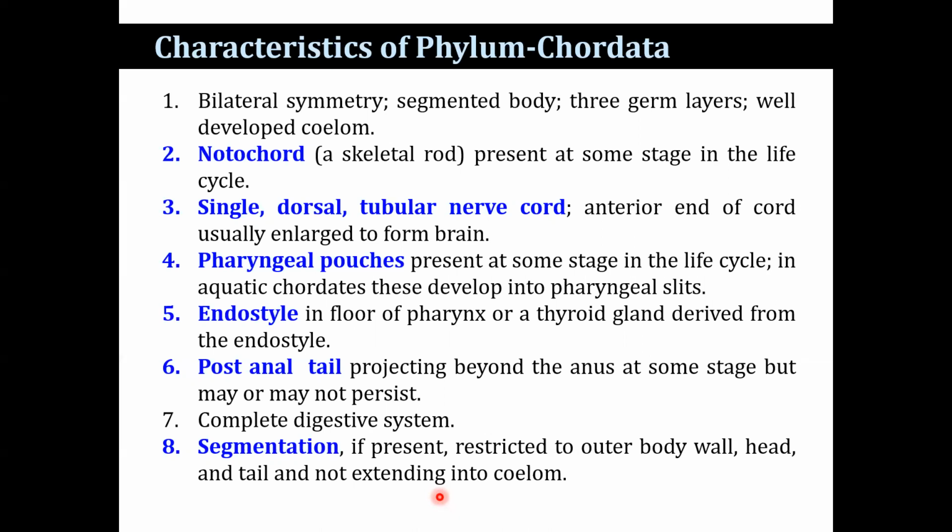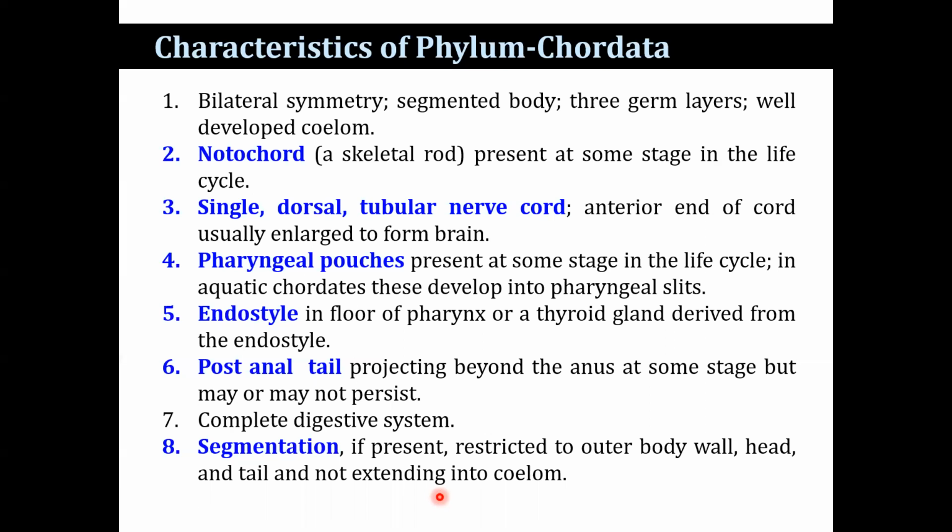Now, the notochord. The notochord is a skeletal rod present at some stage in the life cycle. There is also a single, dorsal, tubular nerve cord, the anterior end of which is usually enlarged to form the brain. Then pharyngeal pouches are present at some stage in the life cycle in aquatic chordates, and they develop into pharyngeal slits. And then the endostyle, in the floor of the pharynx, or a thyroid gland derived from the endostyle.